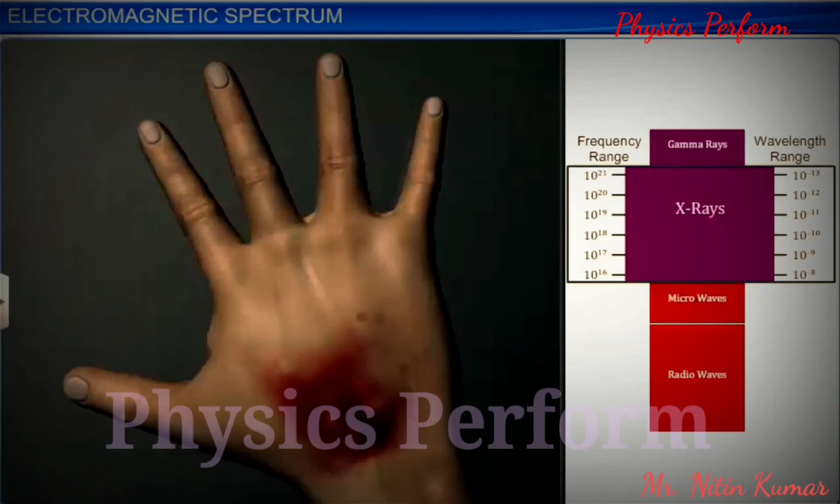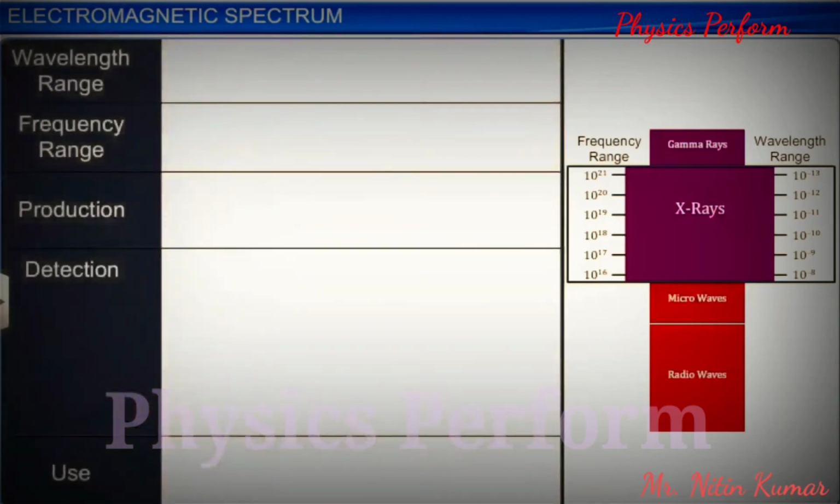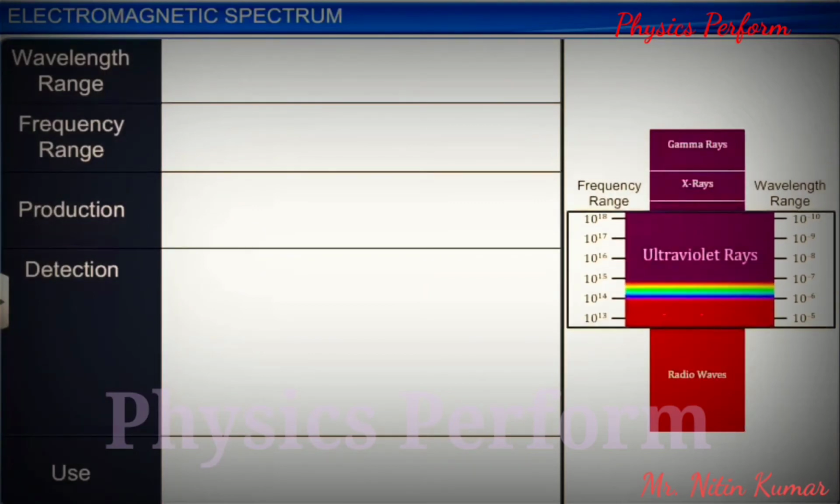The next kind of electromagnetic waves in the electromagnetic spectrum is ultraviolet rays. The wavelength of ultraviolet rays is in the range of 6 × 10⁻¹⁰ meters to 4 × 10⁻⁷ meters. Their frequency is in the range of 10¹⁷ Hz to 10¹⁵ Hz.